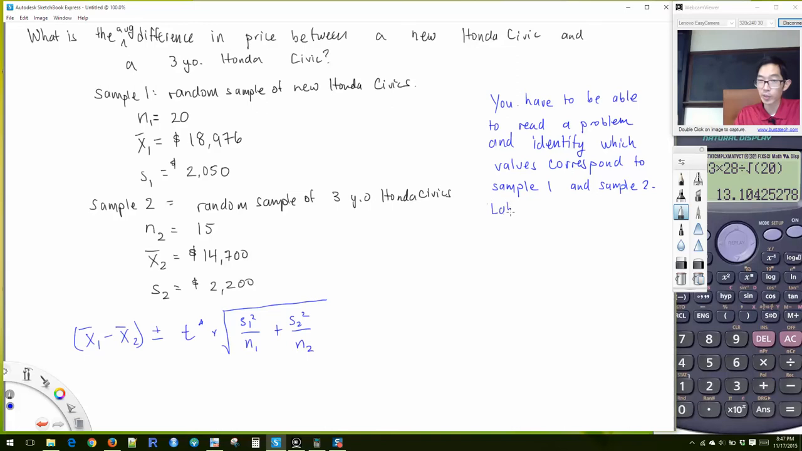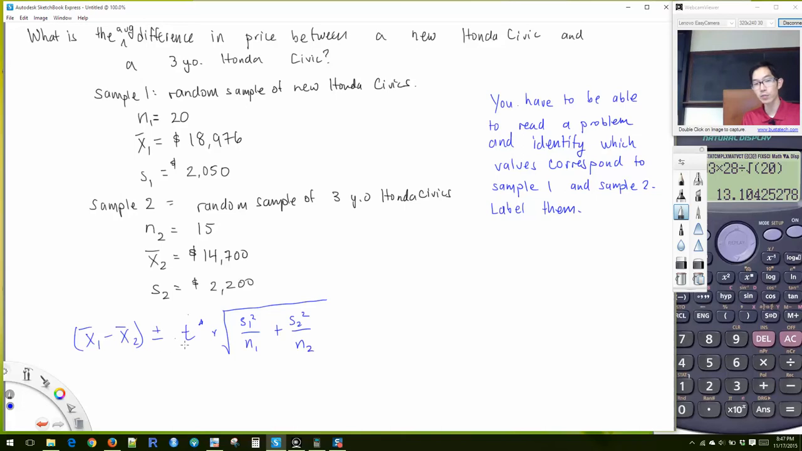Okay, and label them N1. I think this step of labeling the values in a problem with N1, X bar 1, S1, N2, X bar 2, and S2 will clear up a lot of problems students have. Students immediately try to start sticking numbers into the formula, and then they run into problems. So just take an extra minute and say, this number is this, and this number is this. Once you have those, it's very straightforward how to plug these numbers in.